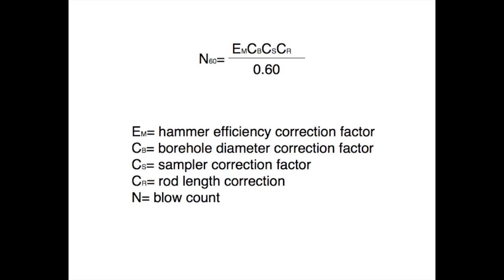We directly obtain N values through performance of this test, yet this value needs to be corrected to what is known as N sub 60, which takes into consideration the hammer efficiency, the correction of the borehole diameter, the correction of the sampler, and the correction of the rod length.